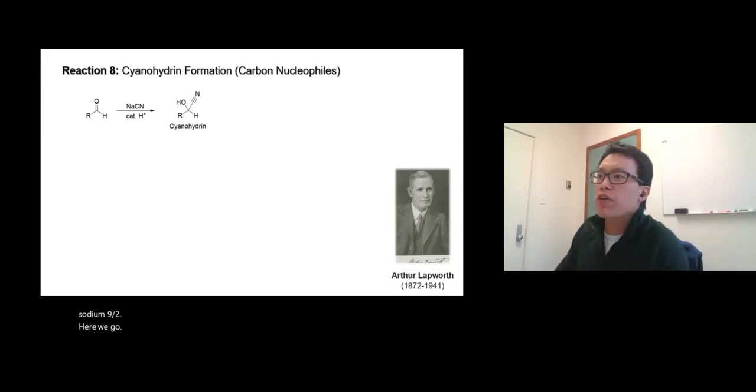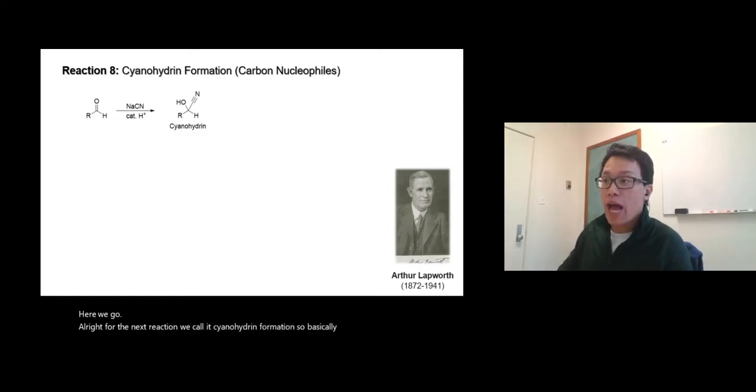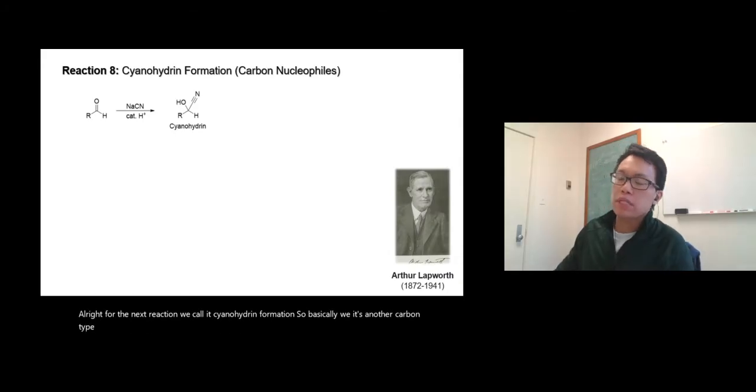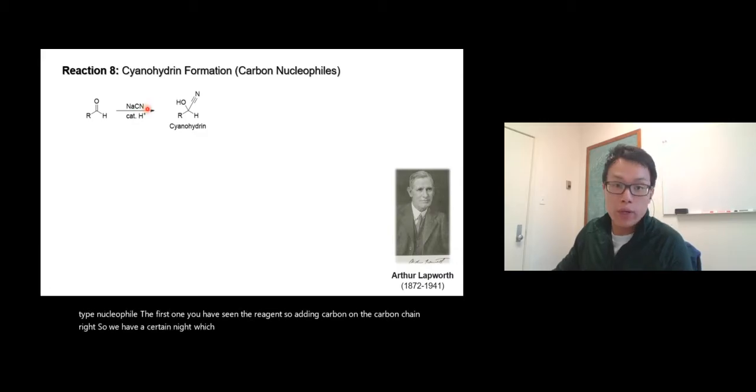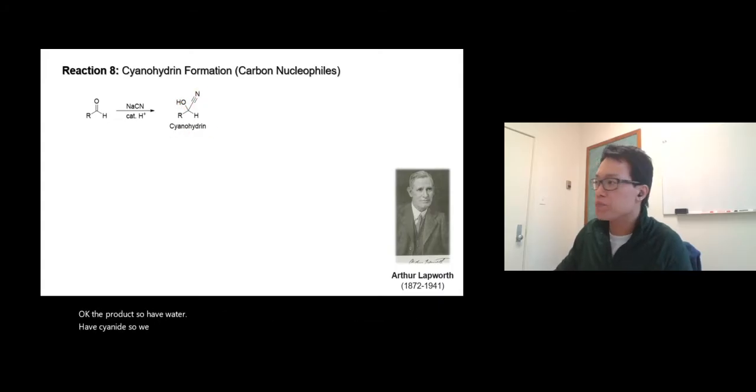All right. For the next reaction, we call it cyanohydrin formation. So basically, it's another carbon-type nucleophile. The first one you have seen is a Grignard reagent, so adding carbon on a carbon chain, right? So we have a cyanide, which is also a carbon source, add on to an aldehyde or ketone. Okay, the product has water and cyanide, so we call it cyanohydrin.